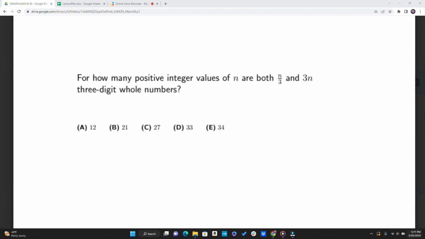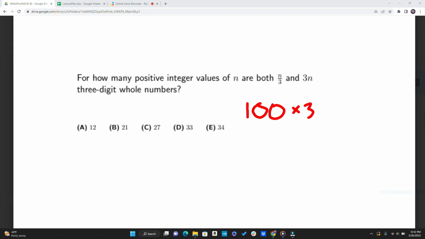Okay. For how many positive integer values of n are both n over 3 and 3n 3-digit whole numbers? So we want a number that can be divided by 3 and still be 3 digits, and can be multiplied by 3 and still be 3 digits. And we want to know how many of those there are. Let's see. What's the smallest 3-digit number? That would be 100, right?